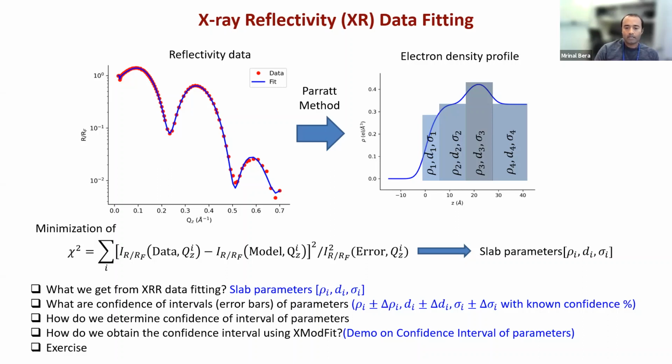So the question is, what are the error bars for the rho, d, sigma values we are getting from the data fitting, what does this error bar or confidence interval mean, and how do we determine it? I will show you that, then show you with a demo how to get these error bars, and then we'll have a tiny exercise for you so that you can get the error bars for the parameters yourself. So let's dive into it.